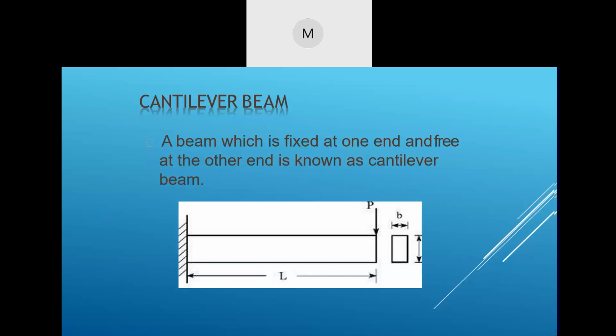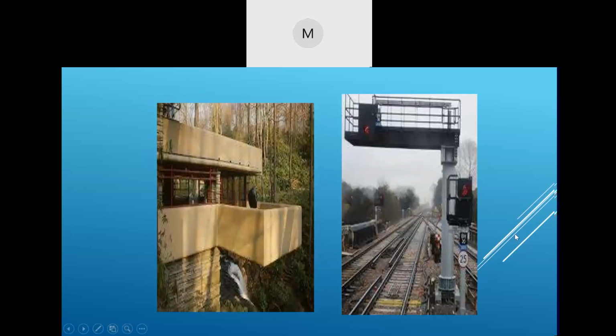You can see this particular beam. This is fixed on this side, and it is free on the other end. So this is why it is known as a cantilever beam. These are certain examples of cantilevers. Look at this. It is fixed here, and it is projecting outside. So this is a cantilever for concrete, and this is also a cantilever. This is made up of steel, so it is a cantilever for steel.